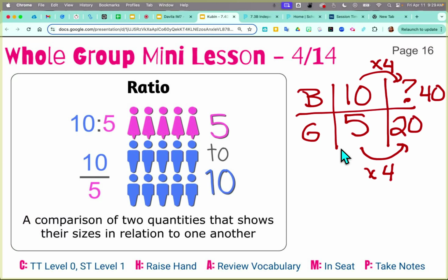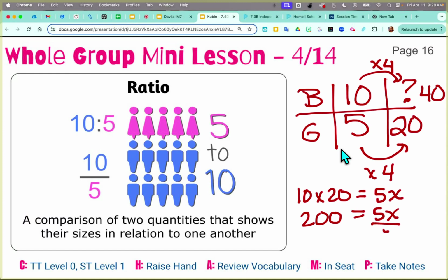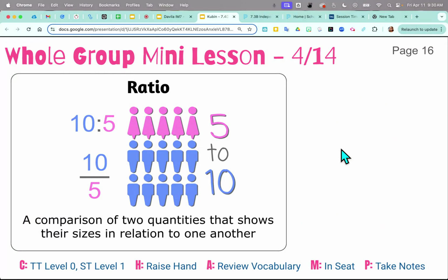I could also cross multiply. 10 times 20 is 200, and 5 times question mark is 5x. So if I divide by 5, I will get 40. So that is ratios and proportions. So let's look at 3 questions together.